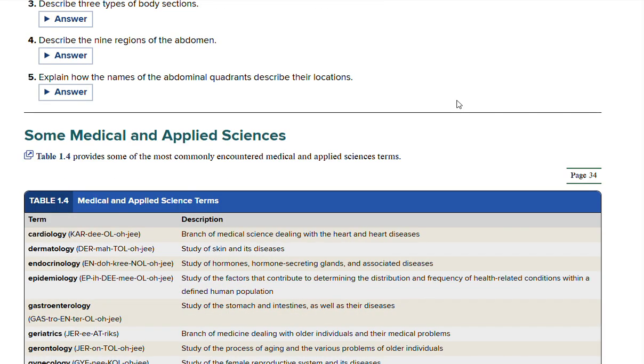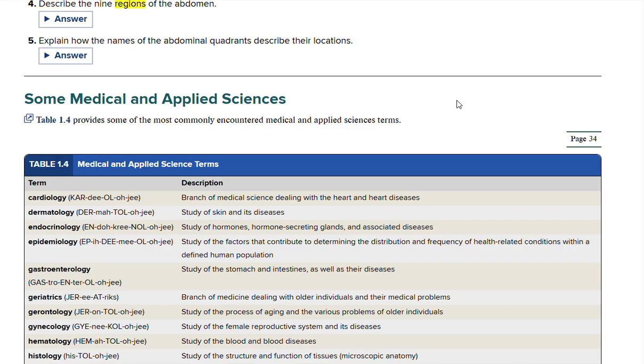Answer. Start revealed content. A sagittal section divides the body into left and right portions. If the portions are equal, it is called a median or mid-sagittal plane. If the portions are unequal, it is called a parasagittal plane. A transverse or horizontal plane divides the body into top and bottom portions. A frontal or coronal section divides the body into front and back portions. Revealed content has ended. Describe the 9 regions of the abdomen.